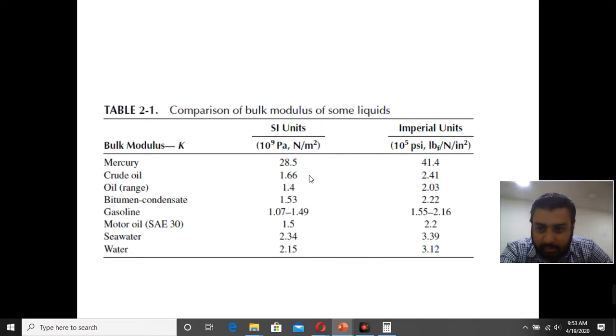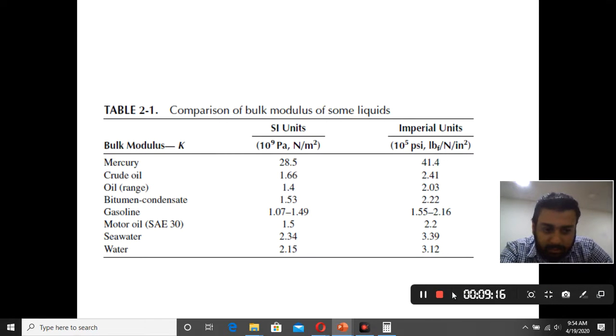Look at the mercury, and then after that is the crude oil. So the higher the bulk modulus, the stiffer or harder the oil is. And you can see water 2.15, seawater is 2.34, and so on.